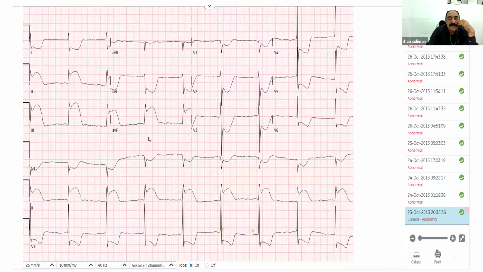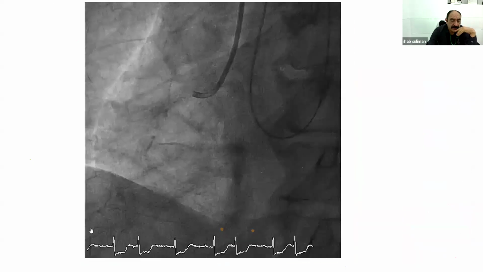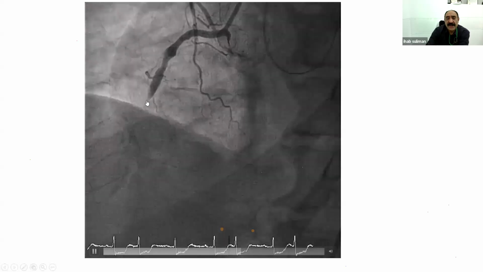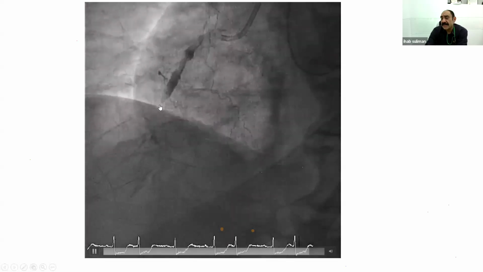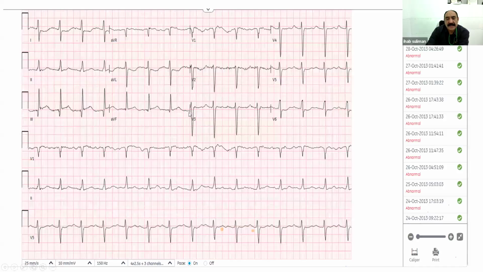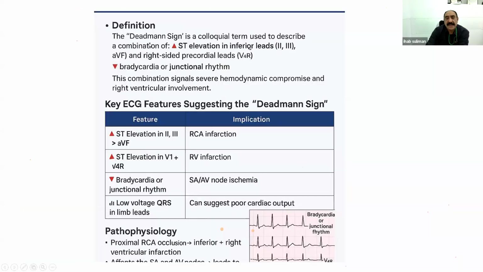Let us move to the second. I will show you the image. This is the right coronary artery, and it is occluded. So this is called a dead man sign. This is called a dead man sign.